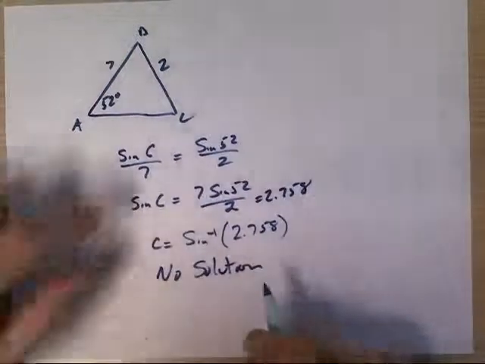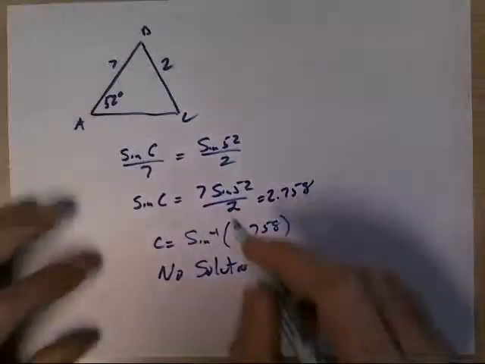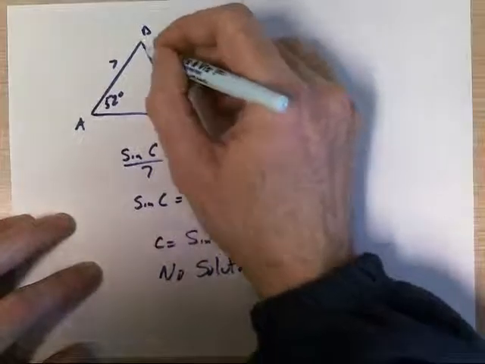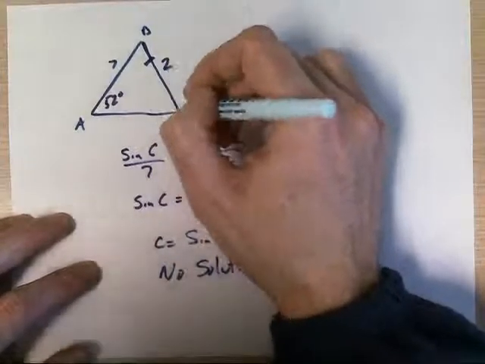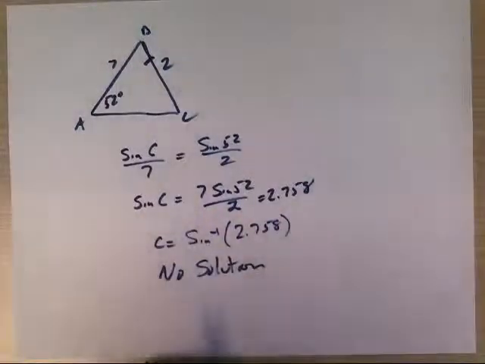There is no angle that C could be in order for this triangle to work. This 2 is just way too short. It only comes down this far. It doesn't make it all the way down to the other side. So that's a no solution situation, right?